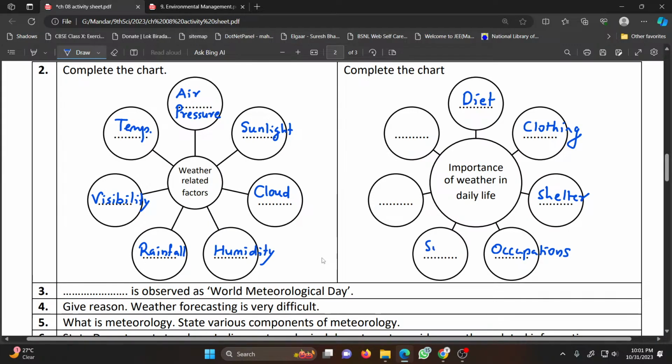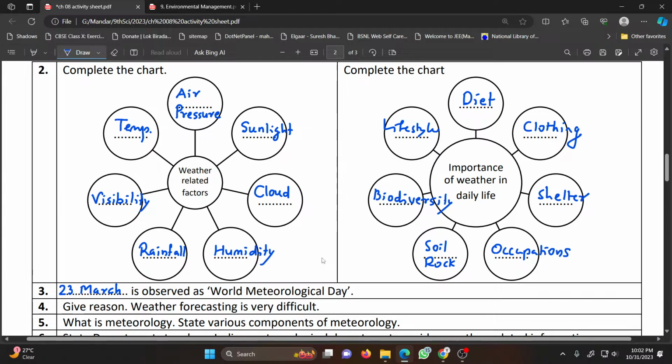Also the soil formation and rock formation of the region are decided by the weather. Biodiversity of a particular place is decided by the weather. The lifestyle of the people is also decided by the weather. You can write all this. 23rd March is observed as World Meteorological Day.